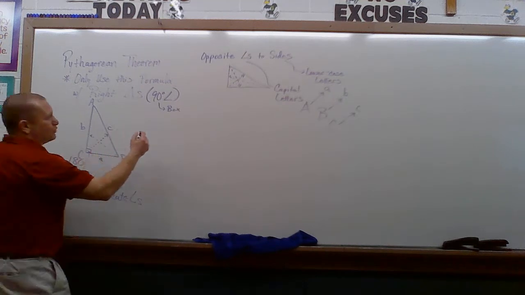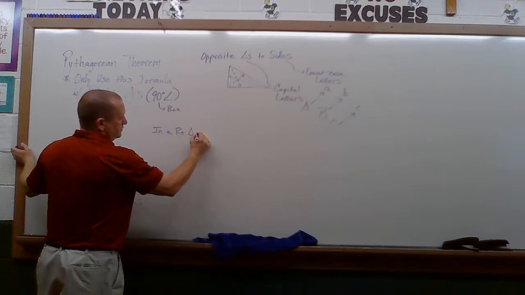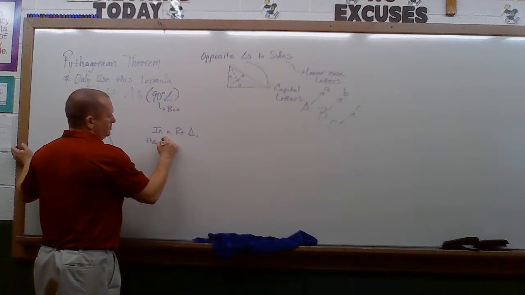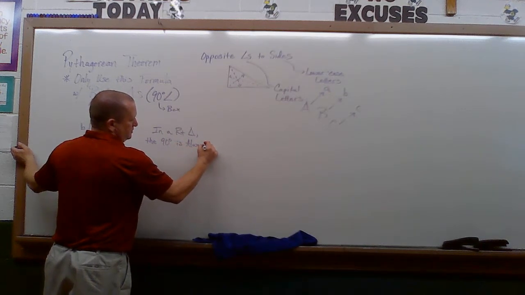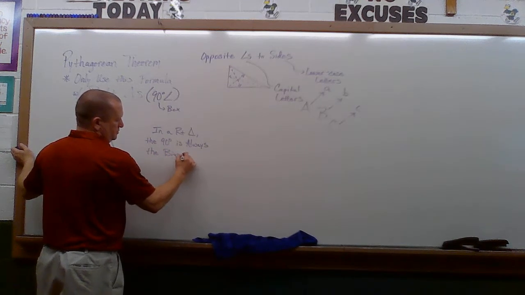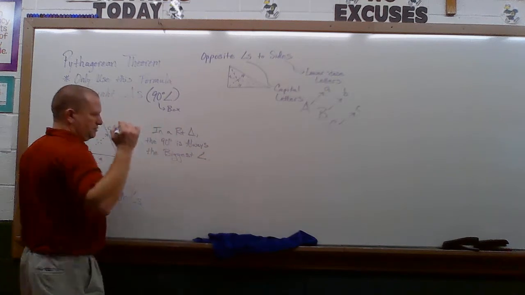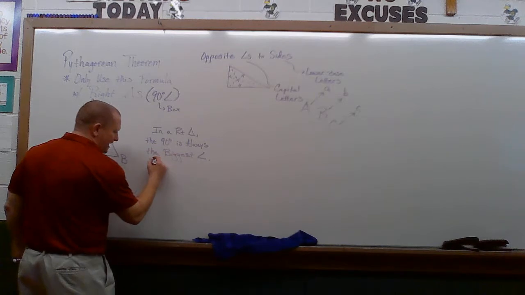Yeah. So in a right triangle, the 90-degree angle is always the biggest angle. So if the 90-degree angle is always the biggest angle, what has to be true about the side that's opposite of it? Must be smaller. It's got to be the what? The biggest side. So let's write that down.